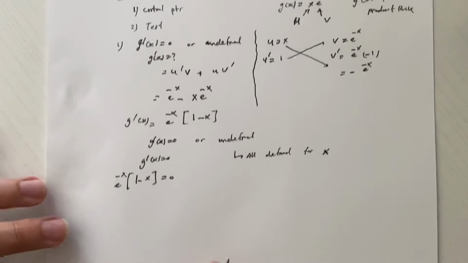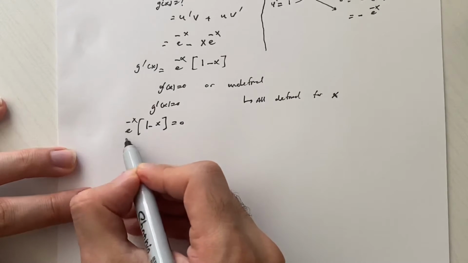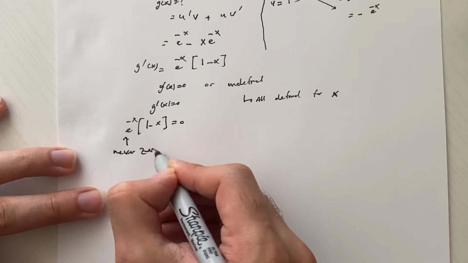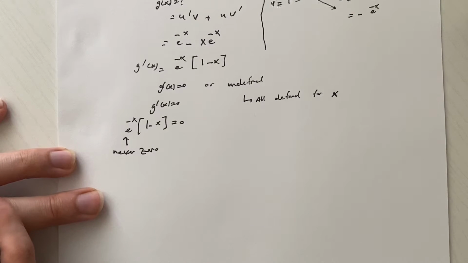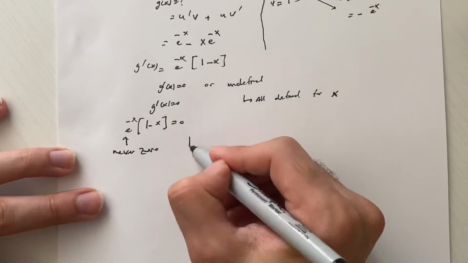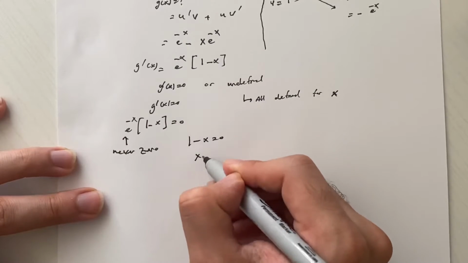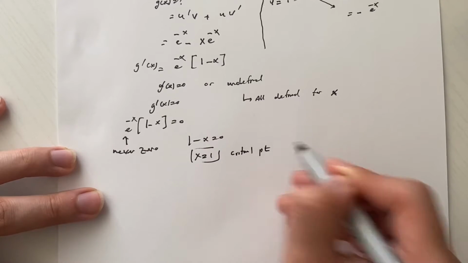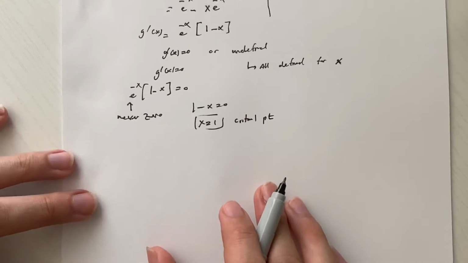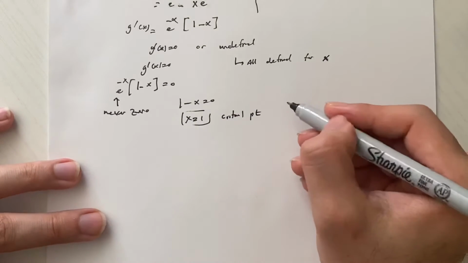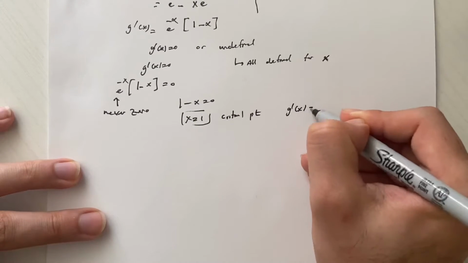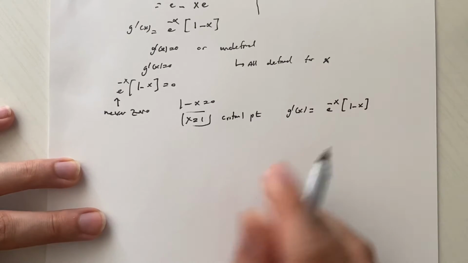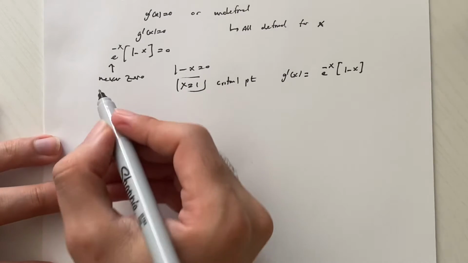Now note, e to the negative x is never 0. If we plug in x equal to 0, or a negative value or a positive value, it's never 0. So I'm going to take only the term 1 minus x and set it equal to 0. That results in x equal to 1, and that is our critical point. So again, our first derivative function is e to the negative x multiplied by 1 minus x.